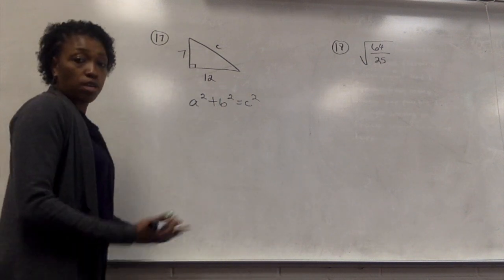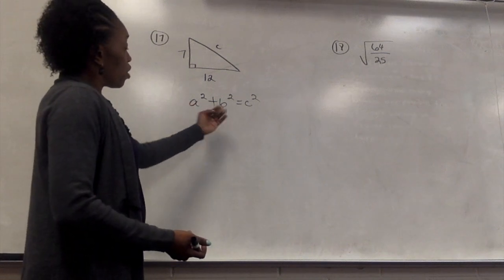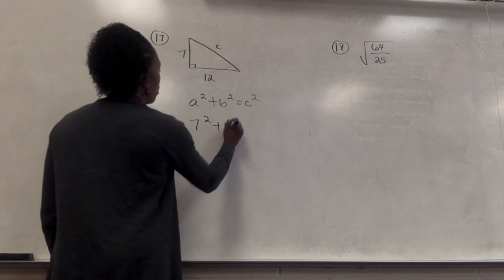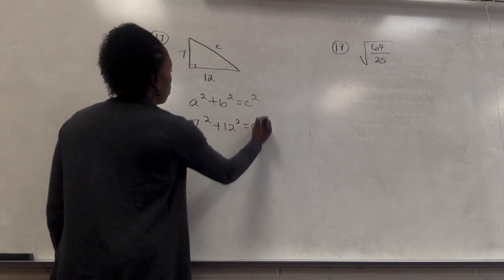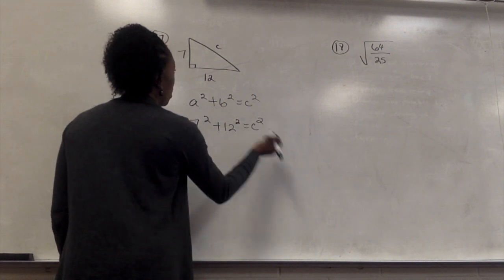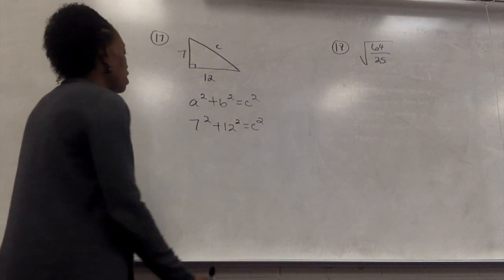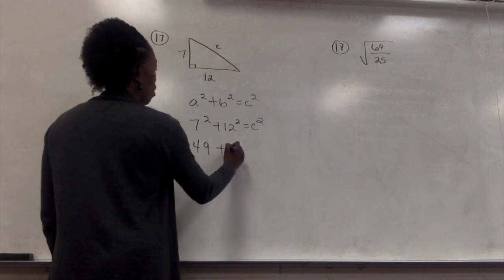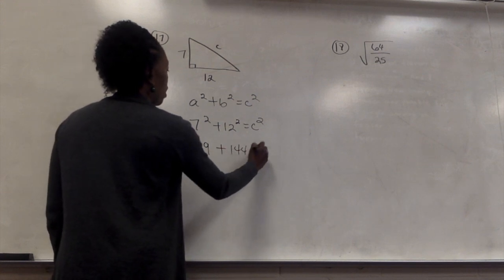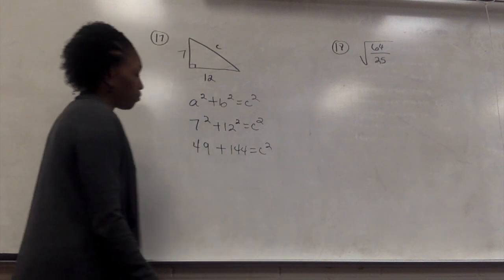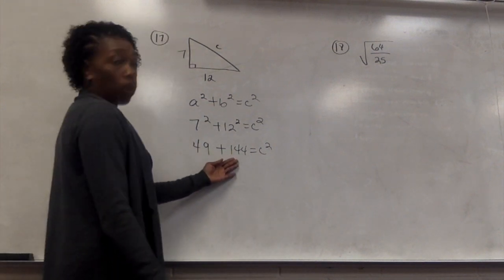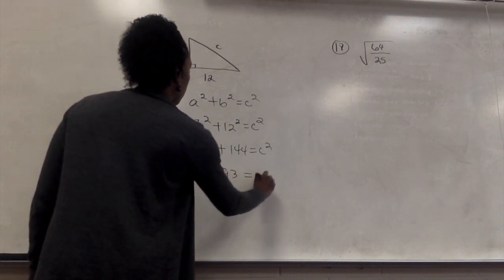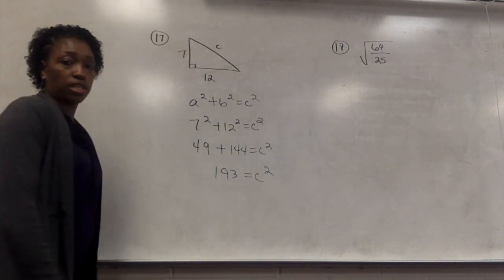So what I'm going to do first is just simply replace my variables here with my numbers. So 7 squared plus 12 squared is equal to c squared. And we're going to leave the variable c because we're trying to solve for c. 7 squared, when we simplify, is 49. 12 squared is 144. And that is still equal to c squared. When I add 49 to 144, I get 193, which is equal to c squared.